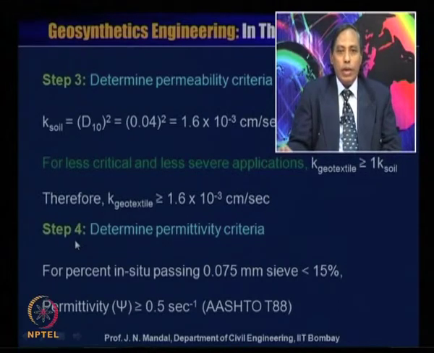Step 4: determine the permittivity criteria. For percent in situ passing 0.075 millimeter sieve of less than 15%, from ASTM D5101 you have the permittivity psi greater than or equal to 0.5 per second.